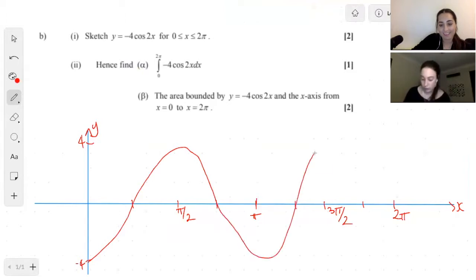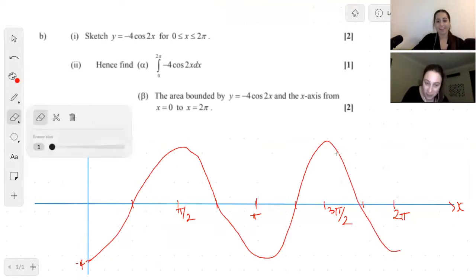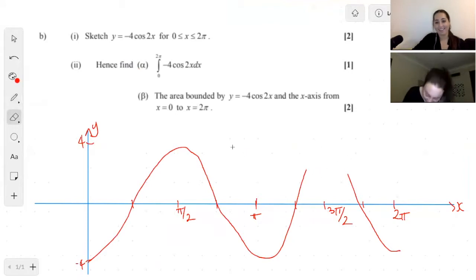Beautiful. All right. So, is that what you have? Yeah, I tried. That's beautiful. So don't doubt yourself. Okay. Let me fix that. 2 pi and 0, -4 cos 2x.